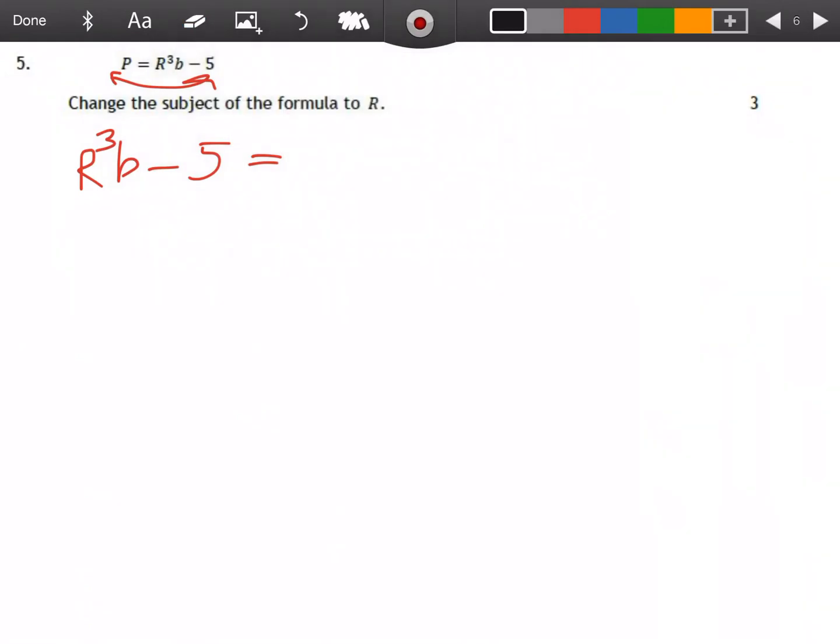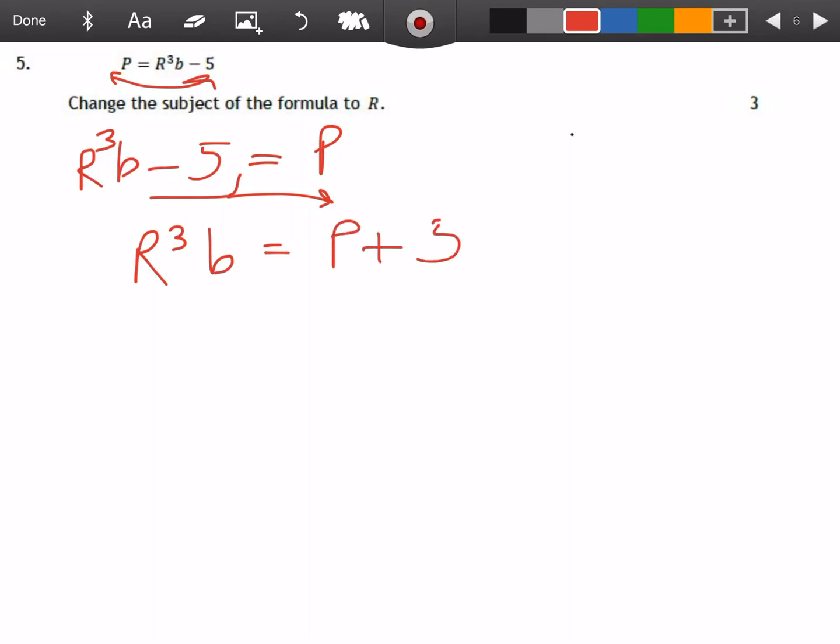Right, let's see. We'll stick to the red pen. Letter P. So we want to keep the R. First thing we're going to move is the minus 5. Where's it going? It's moving across. So I'm going to leave it with R cubed B is equal to, and what's going to happen with the take away 5? We add it to the other side.